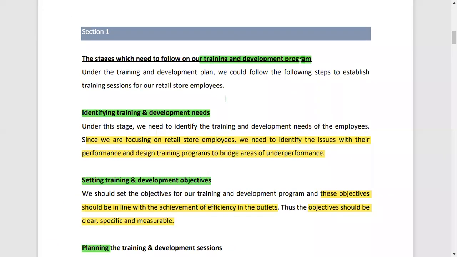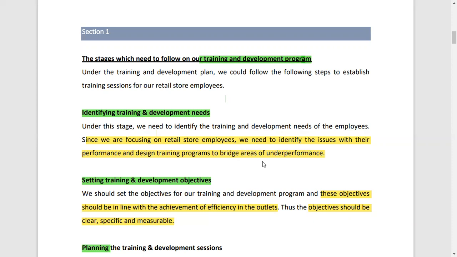Okay, training and development program. You can see that I had come up with a main heading, and the main heading is in bold and underlined, and under that, in order to talk about the 5 different areas in the training and development cycle, I've come up with subheadings, and I've used bold formatting for the subheadings. So first things first, step number 1 is identifying training and development needs. Since we are focusing on retail store employees, we need to identify the issues with their performance and design training programs to bridge areas of underperformance.